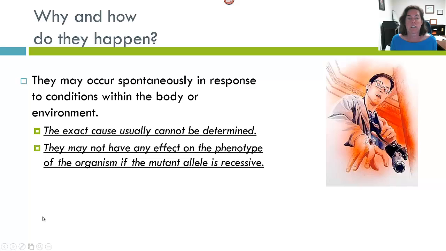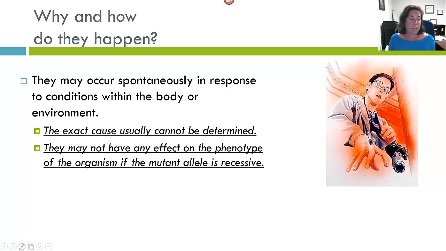Mutations generally occur spontaneously in response to conditions within the body or in the environment. The exact cause of such a mutation is usually not determinable. That is, we usually don't know why it occurred. They may not have any effect on the phenotype of the organism if the mutant allele is recessive, so we don't actually always know when a mutation is present.